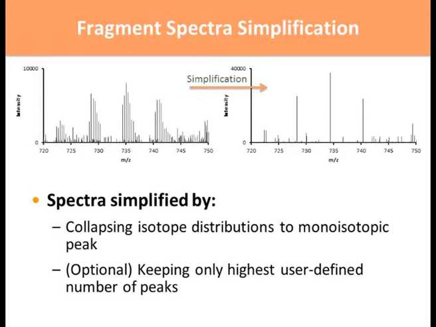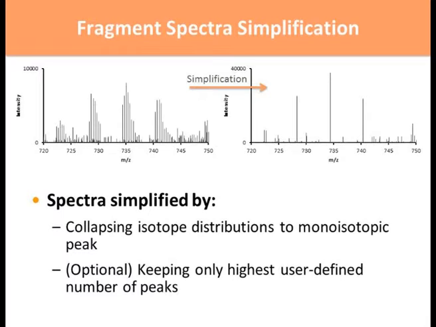During this peak simplification process, each of these peaks in the isotope distribution are summed together, and so the intensity goes, as you can see on the left here, from 10,000 to 40,000 for the same fragment ions, so that the actual counts of each fragment are still accurately represented after collapsing the information.